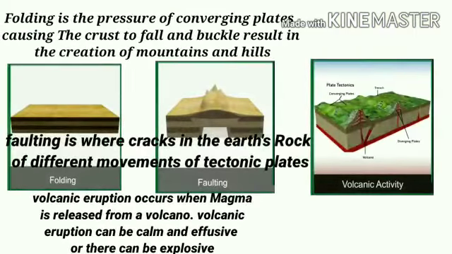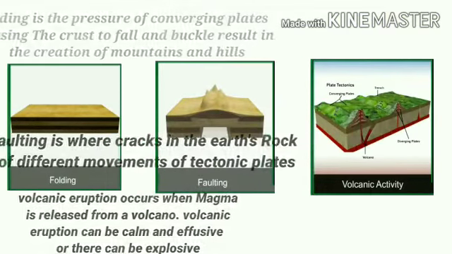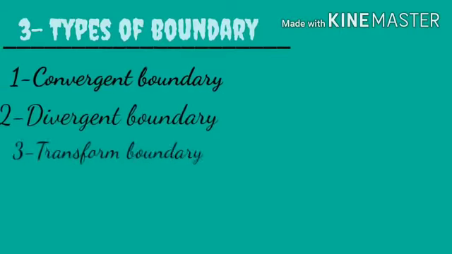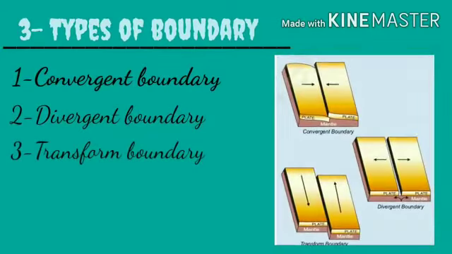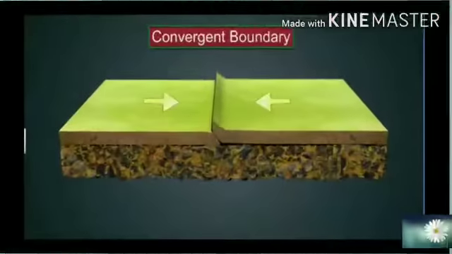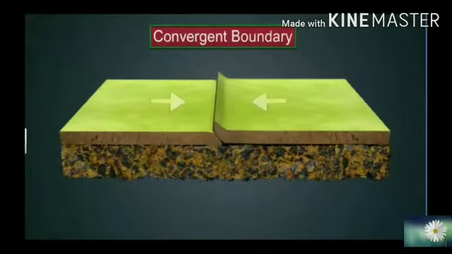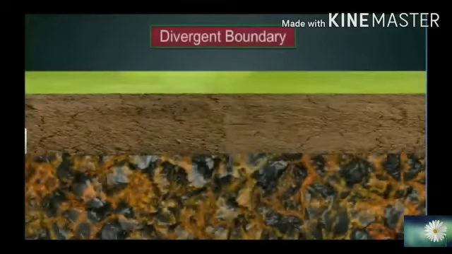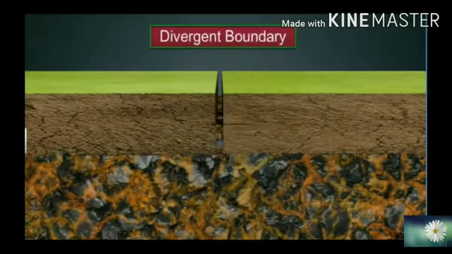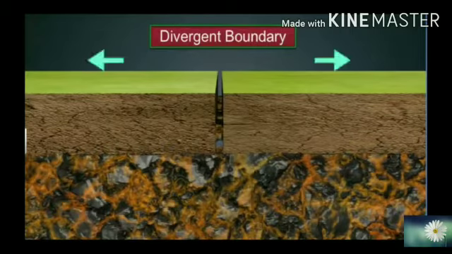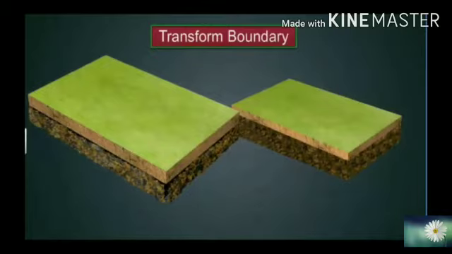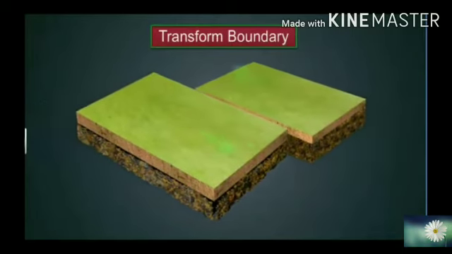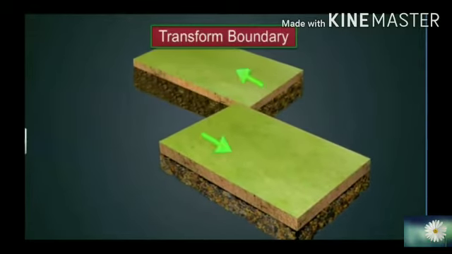These plates are classified into 3 types: convergent boundary, divergent boundary, and transform boundary. A convergent boundary is formed when two plates move towards each other. A divergent boundary is formed when two plates move away from each other, and a transform boundary is formed when two plates move towards each other but finally end up sliding past each other.